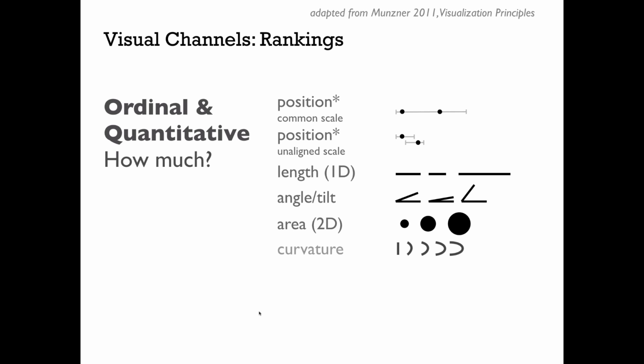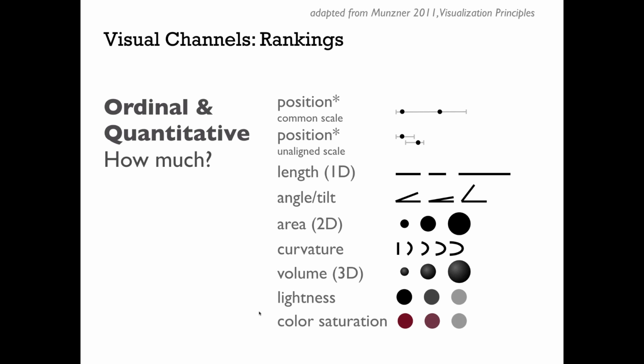Area can be used to encode quantities. Curvature. I've never seen a really good visualization that would use curvature, but it's possible. Volumes are used very, very often. Unfortunately, that's not a very good encoding. Remember the PCA example that I showed you in the beginning that also used size of 3D spheres on a flat screen. Lightness can be used. So basically how light or dark, how much light you add in the grayscale. And color saturation is another option. But color saturation really is not a good choice for quantitative data.